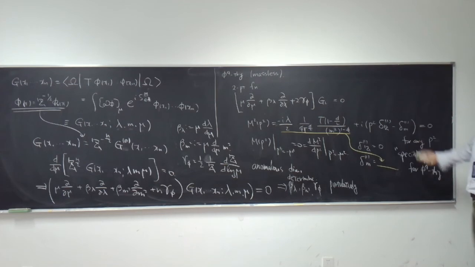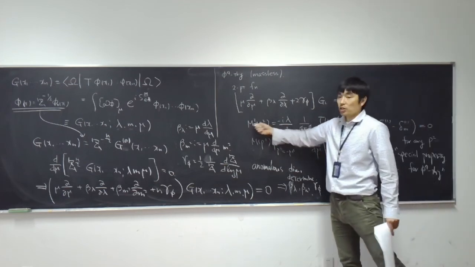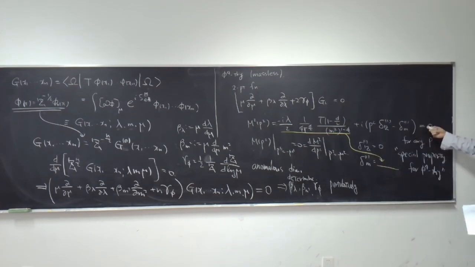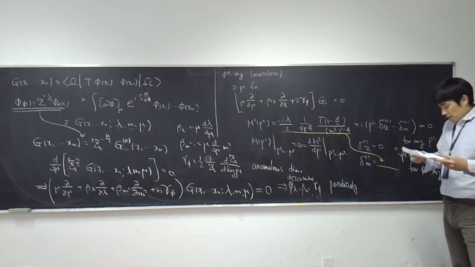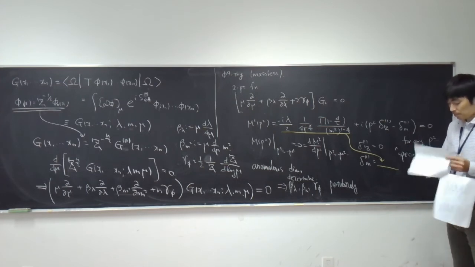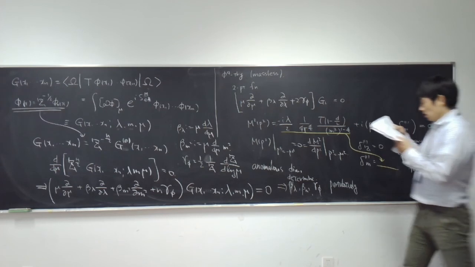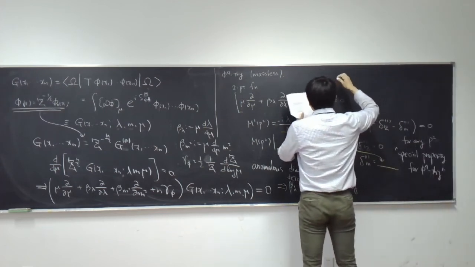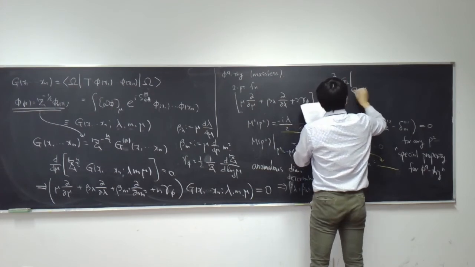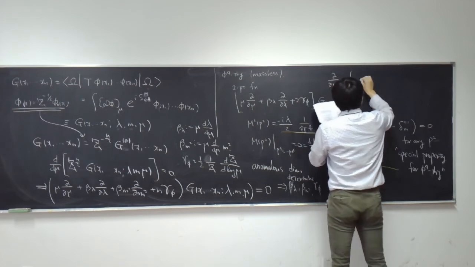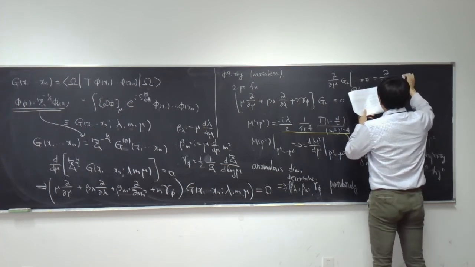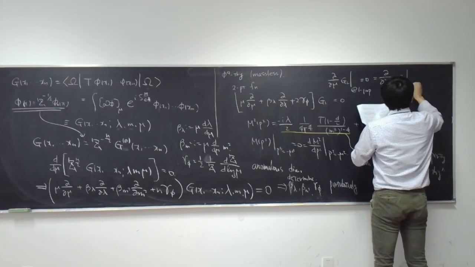If you go to two loop order, of course it depends on p squared. M squared of p squared depends on p squared. But if you look at only the one loop correction, it's independent of p squared. This is very special. This special property tells you that partial mu of G2 at one loop is equal to 0, and also partial lambda of G2 at one loop is equal to 0.